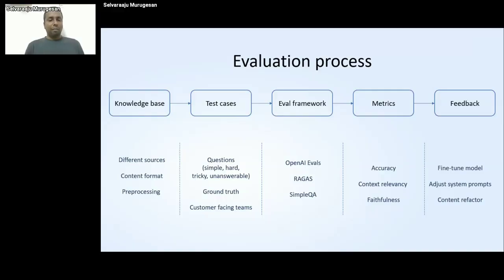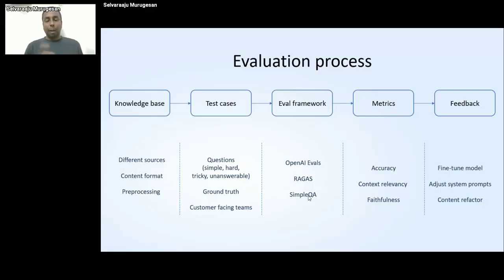And then you can also source some of this information from your customer-facing teams, from your customer success team, sales, marketing, and so on. Once you formulate the test cases, so you have your questions and your ground truth, you look at some of the frameworks available: the OpenAI evals, RAGAS, and SimpleQA. These are open source frameworks, by the way.